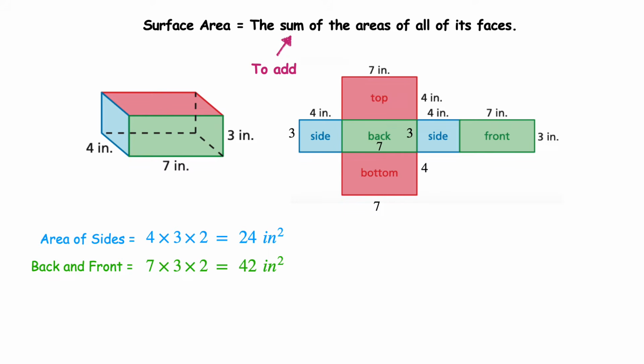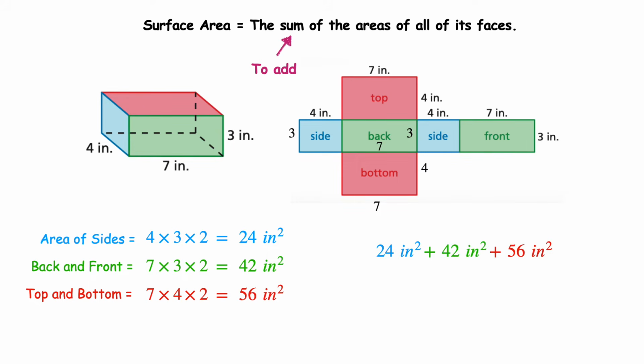Now for the last two faces, the top and bottom. The dimensions for these faces are 7 inches by 4 inches, so I will multiply 7 times 4, and again, since these two faces are congruent, I will multiply by 2 again to get 56 inches squared. The last step is to add these areas together. So the surface area for this prism is 122 inches squared.